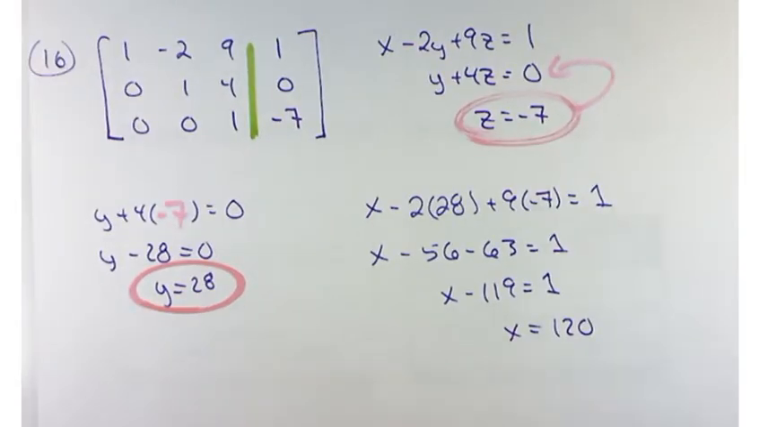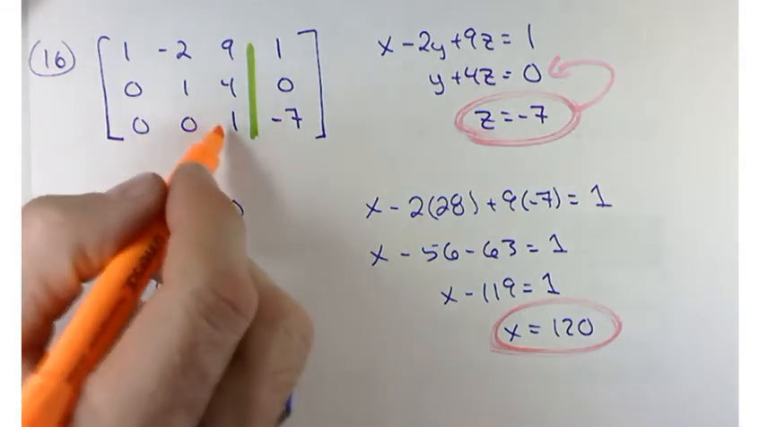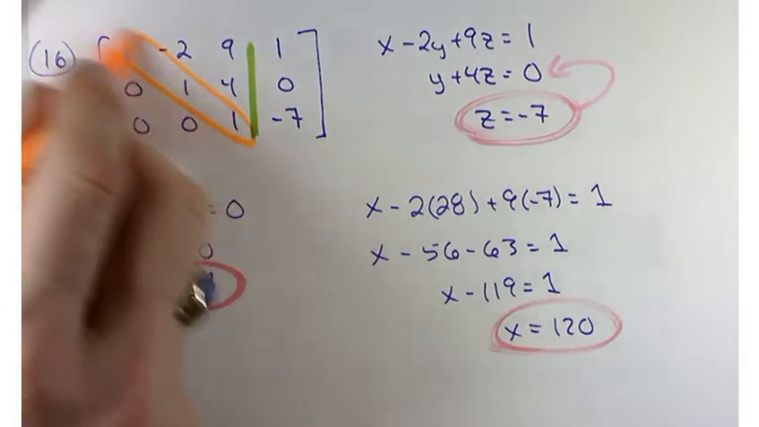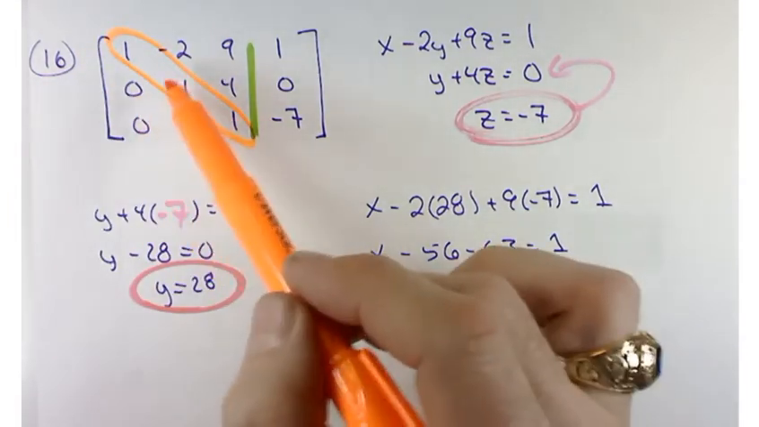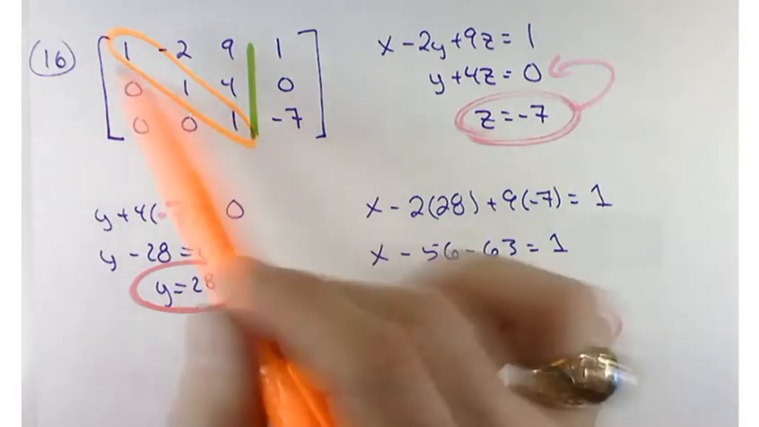Yay. So this worked out really nice. And the reason it worked out really nice is because of the form of this augmented matrix. You had this upper triangular form, meaning everything below this main diagonal was 0.